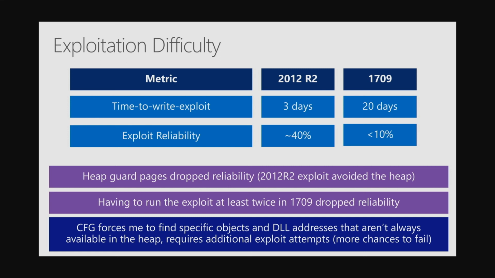And while CFG certainly isn't perfect, because CFG was in place, I couldn't just corrupt any arbitrary function pointer that I saw in the heap. I had to look for very specific objects in the heap that I could use to build these primitives. And sometimes those objects weren't in the heap, so I'd have to reboot the virtual machine and look again, and once again risk crashing looking for the objects that I need.